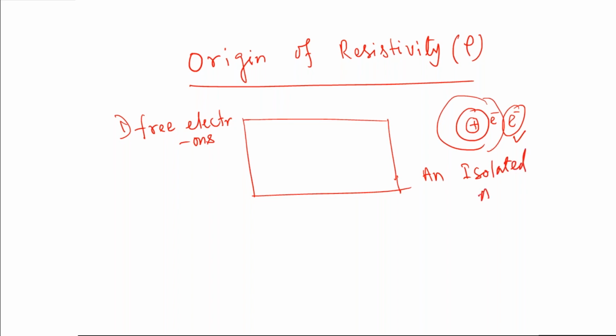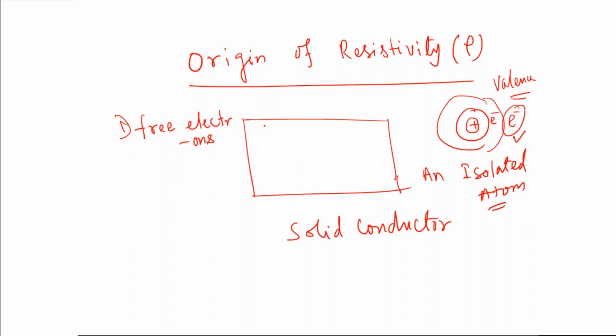But when you have an isolated atom, it simply cannot leave the nucleus or the atom itself. So for this outermost electron, which is called the valence electron, to leave, you need to supply certain energy. Now suppose I have a solid conductor, a piece of solid conductor.